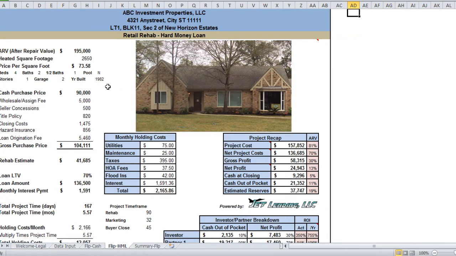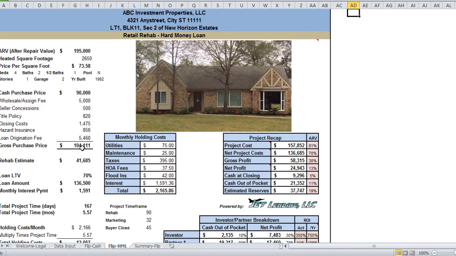So you'll see we have some of the same similar information. We have our ARV, our square footage, our details of the property, price per square foot. That's not going to change. You will start noting though that some of the other things in the sections do change. So our cash purchase price hasn't changed. Our wholesale assignment fee, concessions, closing cost. You'll notice now though that we do have a loan origination fee. That's because we're doing a hard money loan and that would be paid at closing.